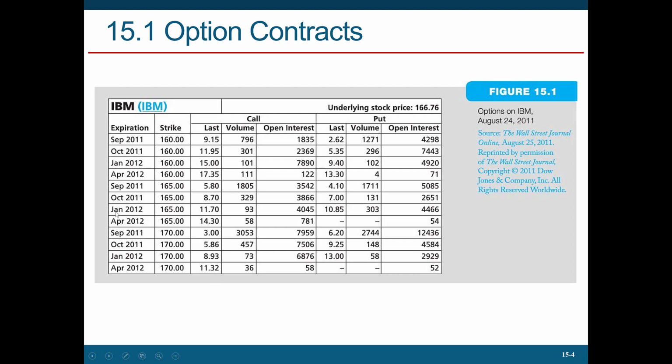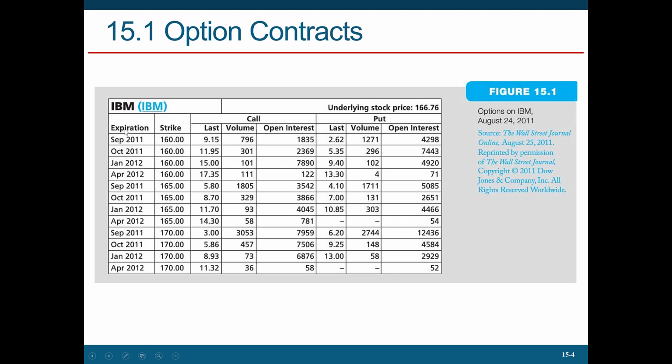Okay, so let's look at this very first row here, and let's go through this item by item. First of all, notice here that IBM stock price at this time is 166.76, right? So this is the actual stock price for IBM, and the quote is for the options on IBM. On this left hand side you see the quotes for the call options, and on the right hand side you see the quotes for the put option. We'll focus on the call option first.